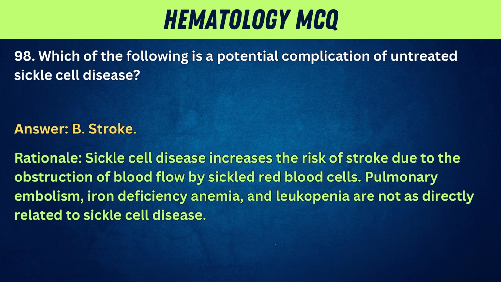Rationale: sickle cell disease increases the risk of stroke due to the obstruction of blood flow by sickled red blood cells. Pulmonary embolism, iron deficiency anemia, and leukopenia are not as directly related to sickle cell disease.